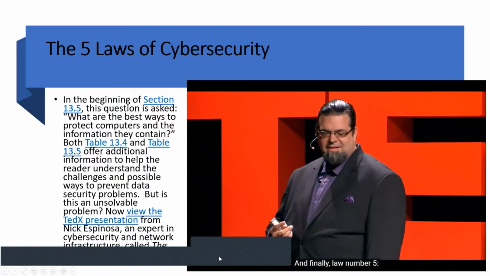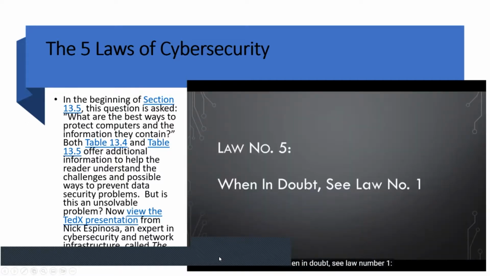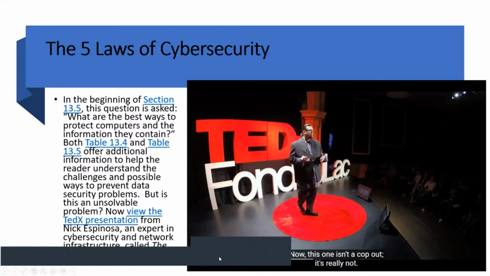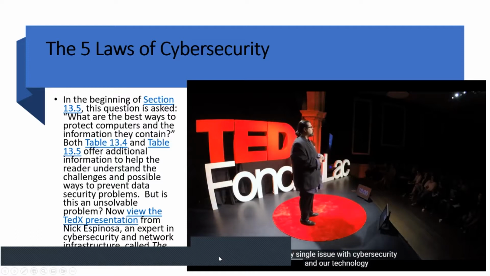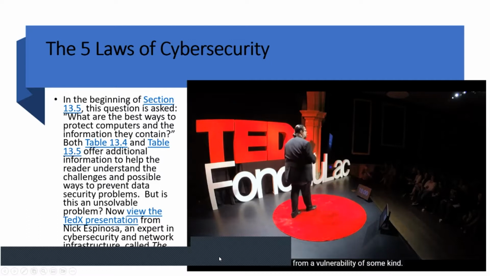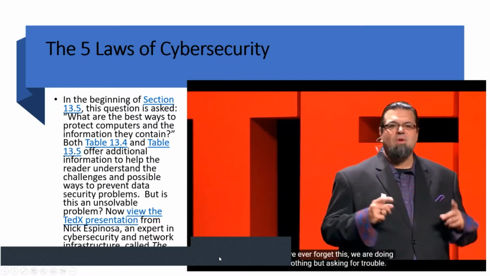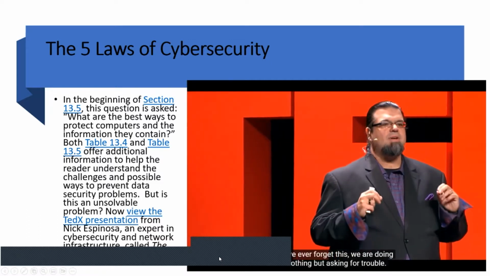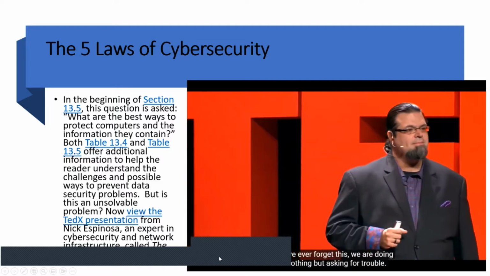And finally, law number 5: When in doubt, see law number 1. If there is a vulnerability, it will be exploited. No exceptions. Now, this one isn't a cop-out. It's really not. Every single issue with cybersecurity and our technology stems from a vulnerability of some kind. If we ever forget this, we are doing nothing but asking for trouble.